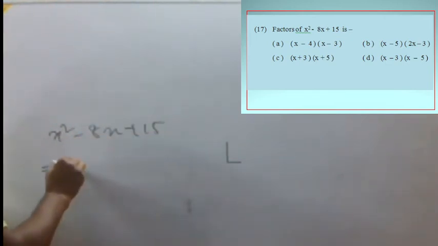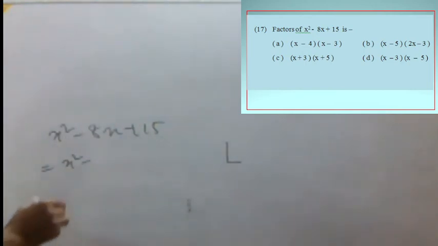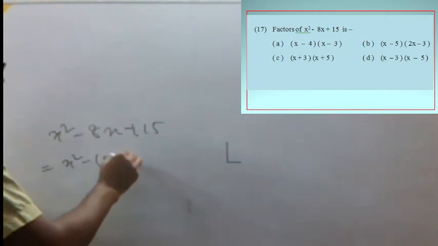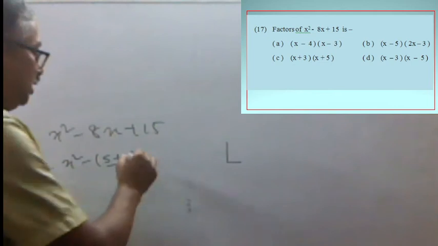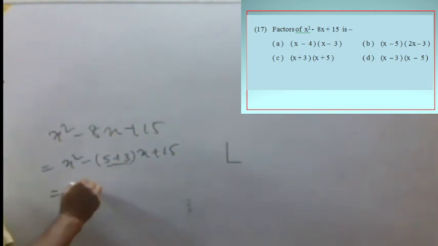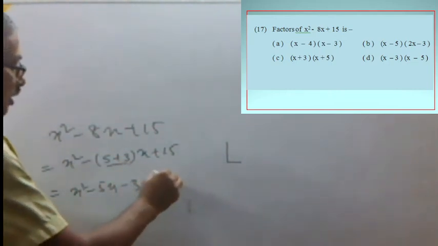Same way, if we factorize, this is 15, 1 into 15. You have to break 15 into 2 parts so that their sum is 8. This is 5 plus 3. 5 plus 3 is 8 and 5 into 3 is 15. So this is x square minus 5x minus 3x plus 15.